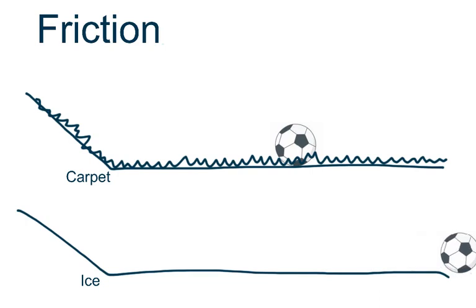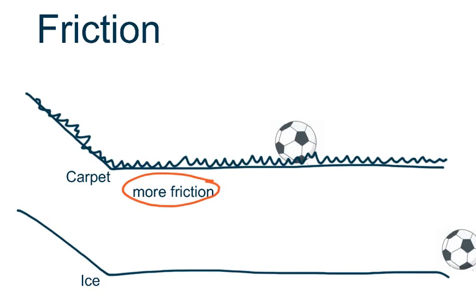This is due to the amount of friction on each ramp. The carpet ramp has a lot more friction. There's a lot more rubbing together to make that ball stop right here. But my ice does not have as much friction. There's not as much rubbing against my ball, so the ball is going to go really fast and pretty far because there's not a lot there to stop it. So the carpet will have more friction, and the ice will have less friction compared to the carpet.